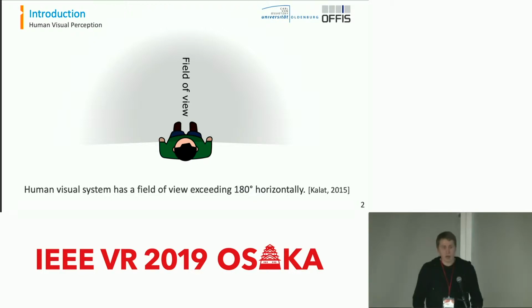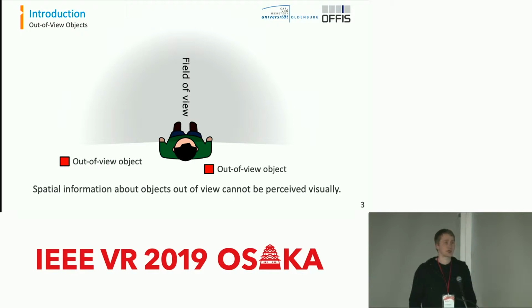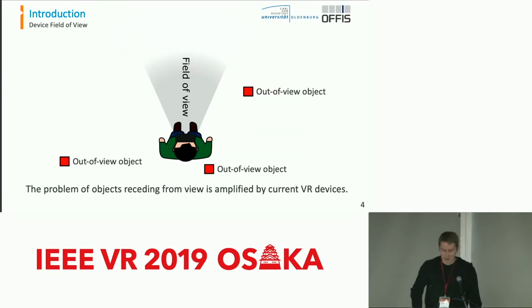And this is a problem in situations where we want to perceive spatial information about objects that are not within this field of view. Especially, as we just saw, when we talk about AR or also VR devices, the field of view of current devices is limited. So it's amplifying the problem of objects going out of view, so that we cannot perceive any spatial information about them.